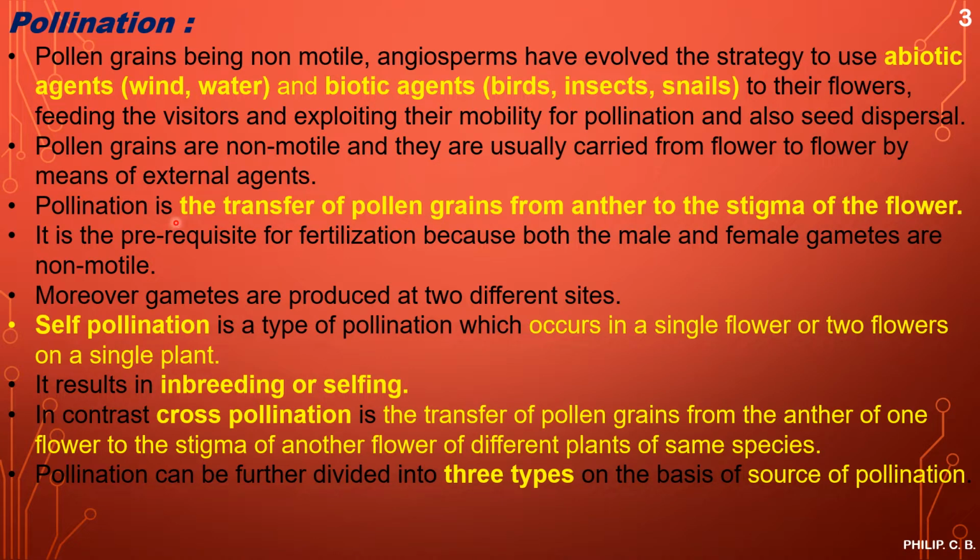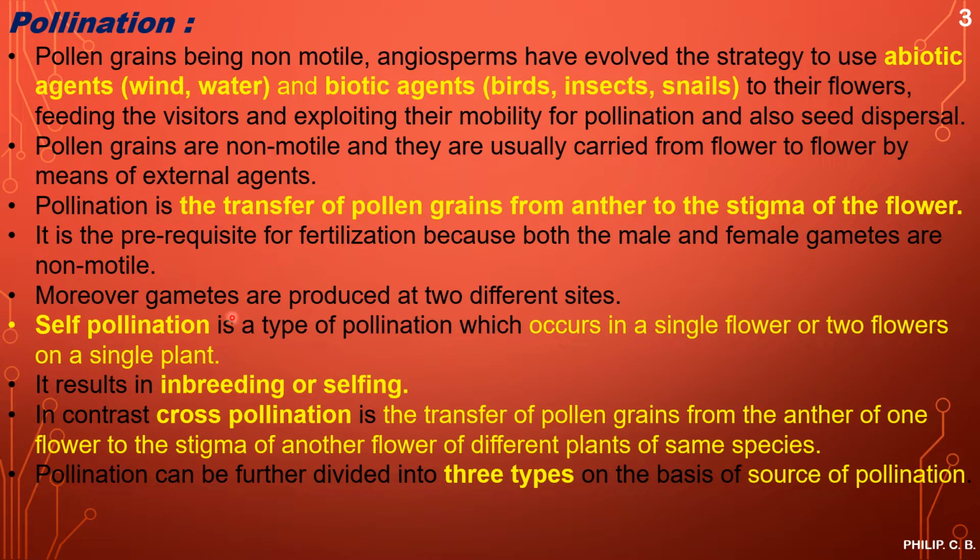Pollination is the transfer of pollen grains from anther to stigma of the flower. It is a prerequisite for fertilization because both male and female gametes are non-motile. So as both the gametes, that is male and female, are non-motile, there is a requirement of transfer of pollen grains from anther to stigma, which is pollination, which is carried by the different agents, right?